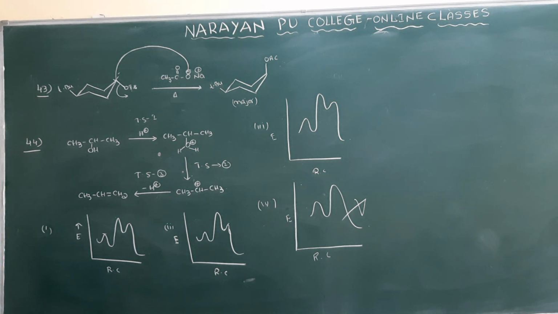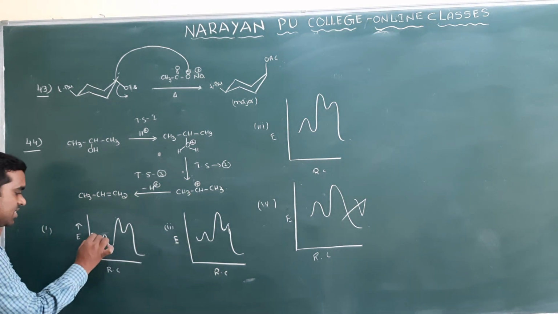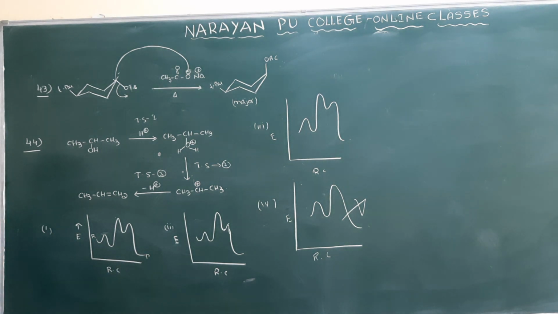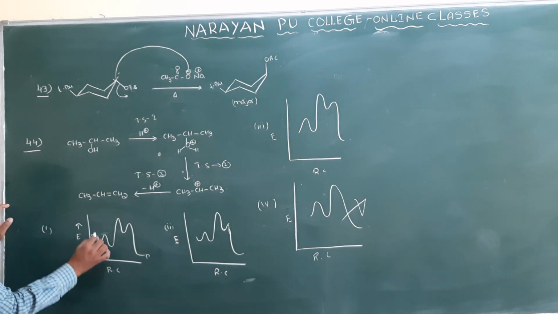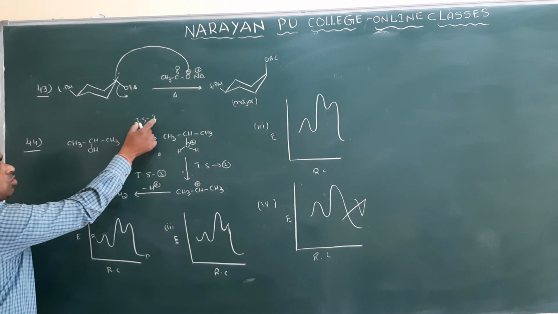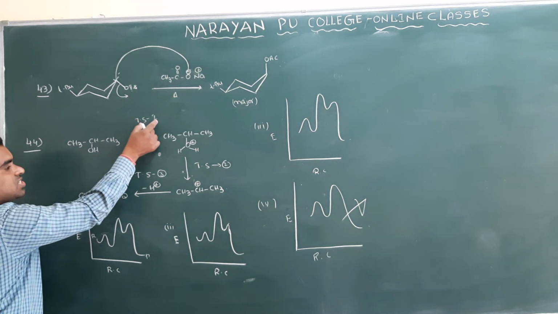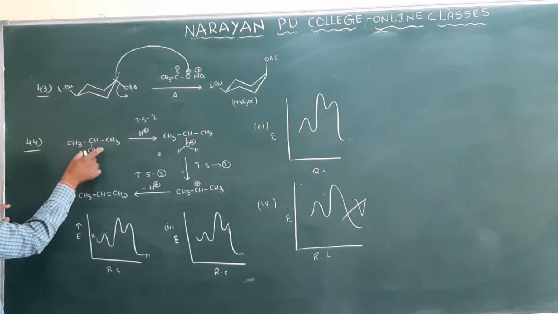Clear? But these 2 are not the correct answer, because this is the reactant and this is the product. Clear? This is the reactant, and if you take the transition state, the transition state always has higher energy than the reactant.